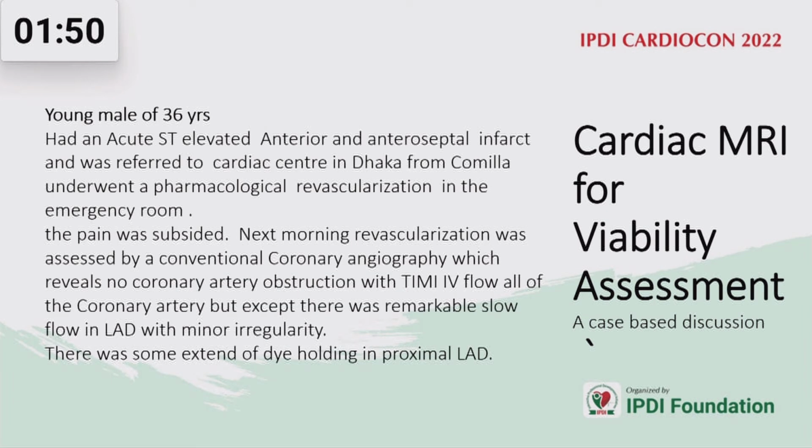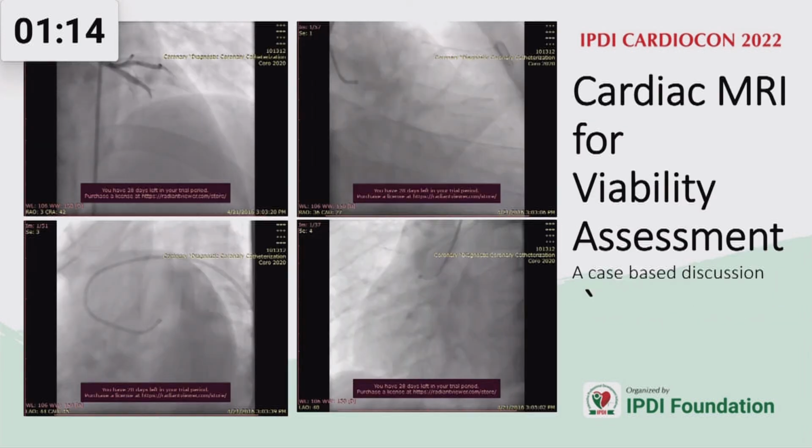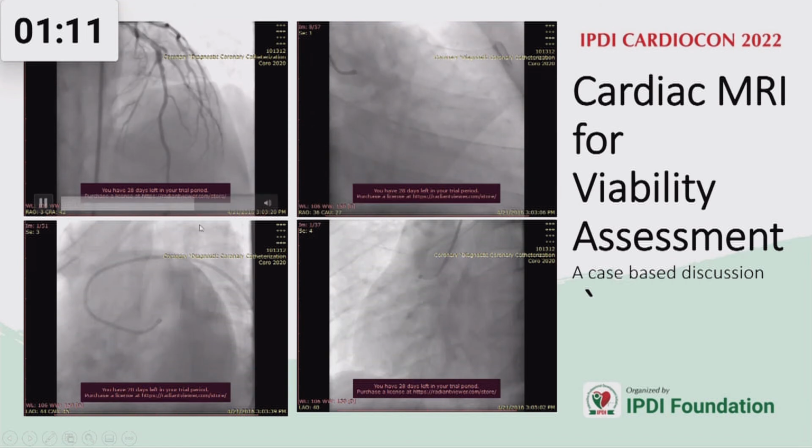There was a second case. It was a bit challenging because he was 36 years old and had an acute ST-elevated anteroseptal infarct in Cumilla, and was referred to Dhaka Cardiac Center, where he underwent pharmacological revascularization in the emergency room. His pain subsided. Next morning, revascularization was assessed by conventional coronary angiography, which revealed TIMI 4 coronary flow in all coronary arteries except some remarkable slow flow in LAD and minor irregularity. There was some dye holding in the proximal LAD. We can see the coronary angiogram here.